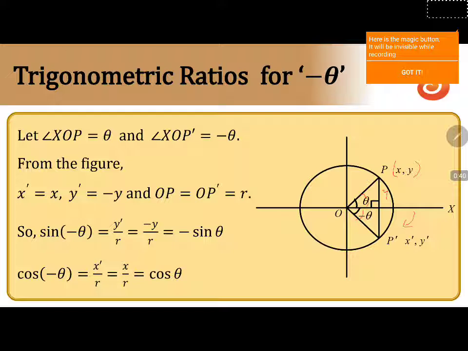This length will be y and this length will be x. In that case, sin theta is equal to y by r, cos theta is equal to x by r. That is for the triangle OPM.